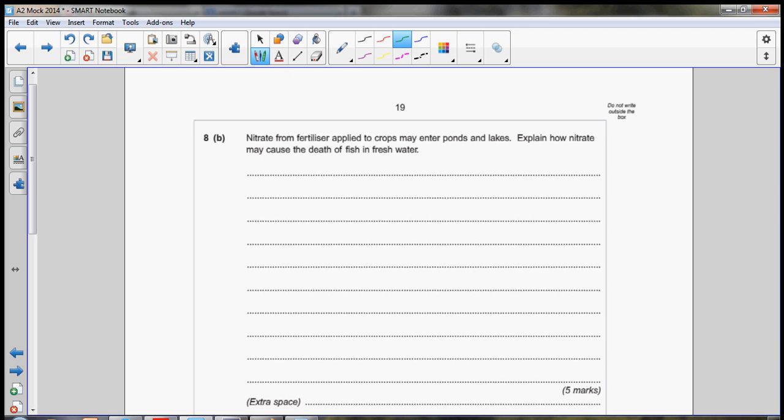For question 8b, you were expected to explain how nitrate led to the death of fish in fresh water. So for that particular question, you had to focus on how eutrophication would have led to the death of fish, which would have been due to the reduction of oxygen in the water caused by the respiration of saprophytic bacteria.